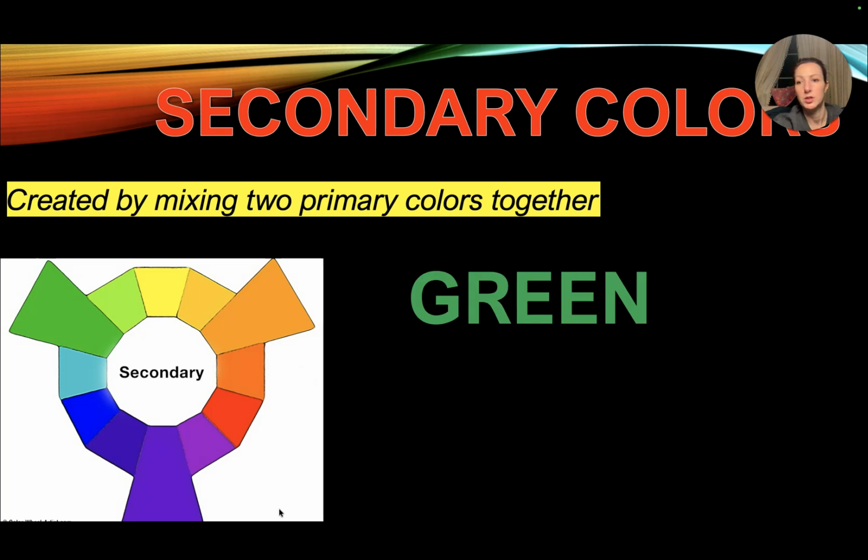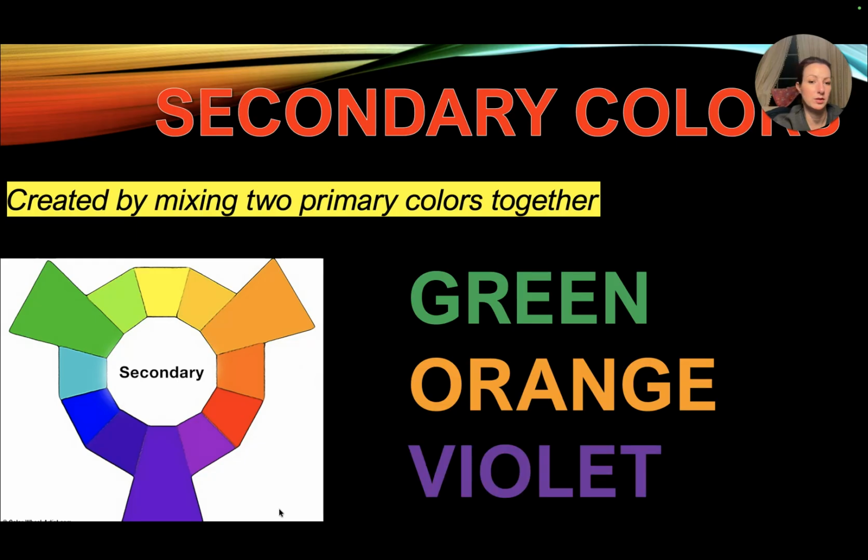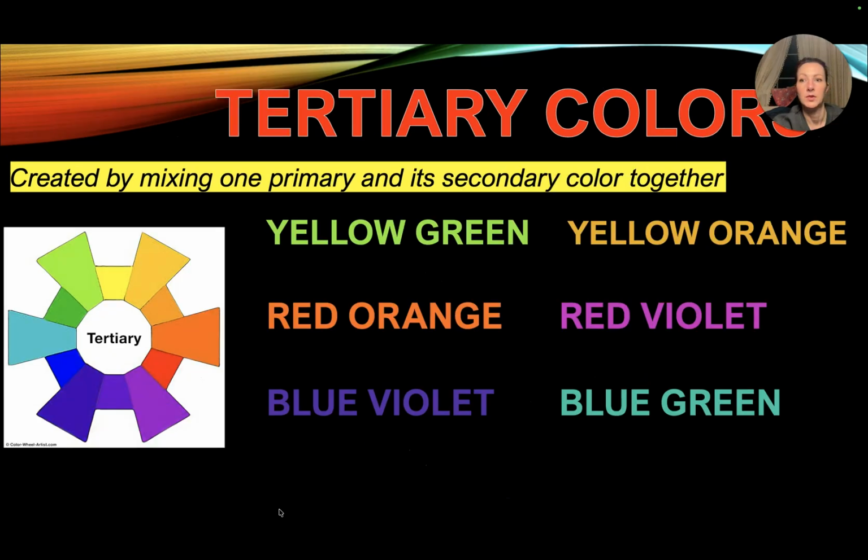So green, which is blue and yellow mixed together. Orange, which is red and yellow mixed together. And then violet, which is blue and red mixed together. Tertiary colors are created by mixing one of the primaries, red, blue, and yellow, and one of the secondary colors, green, orange, violet, together. And the names of these colors are just those two color names put together. So yellow green, yellow orange, red violet, and blue green.